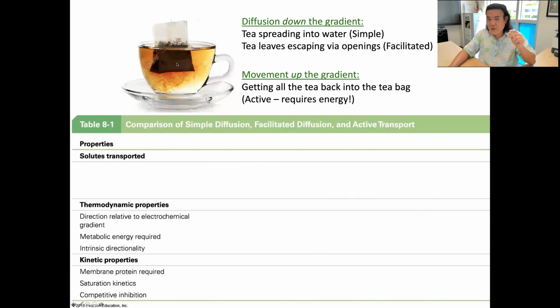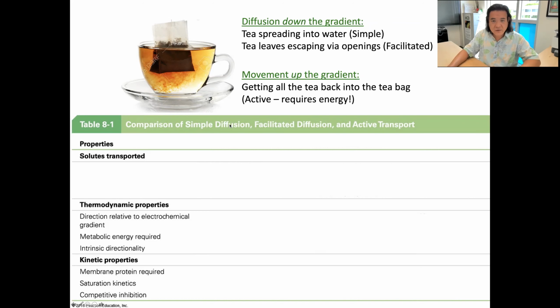If you had little holes, or little pukas, poked in the tea bag, you accidentally tear it, then you know what happens. You'd have tea leaves escaping through the little hole, in which case that might be more like facilitated diffusion. The tea leaves would love to get out of the bag, but they're limited in how quickly they can get out of the bag by the size of the little tear in the tea bag.